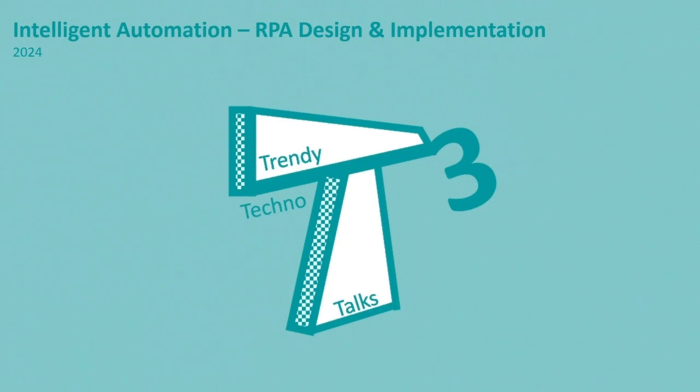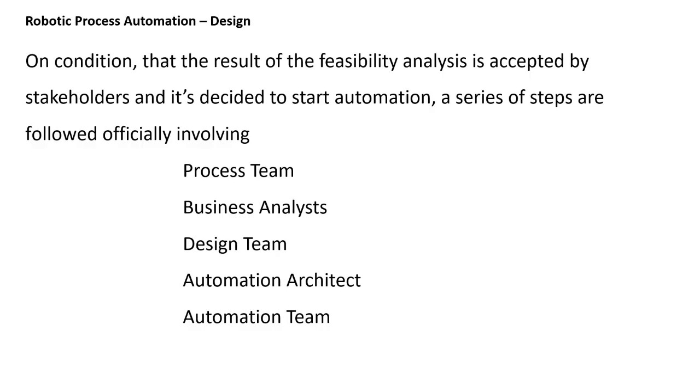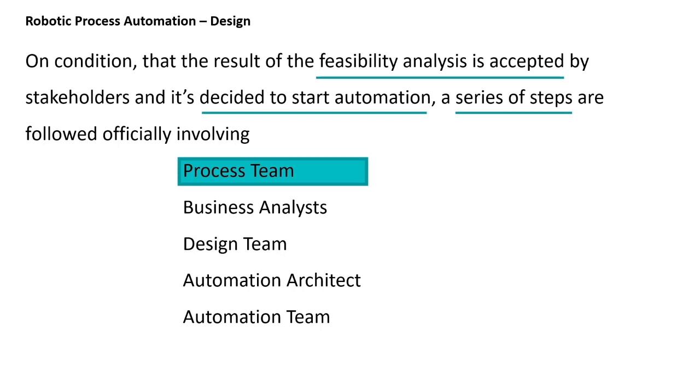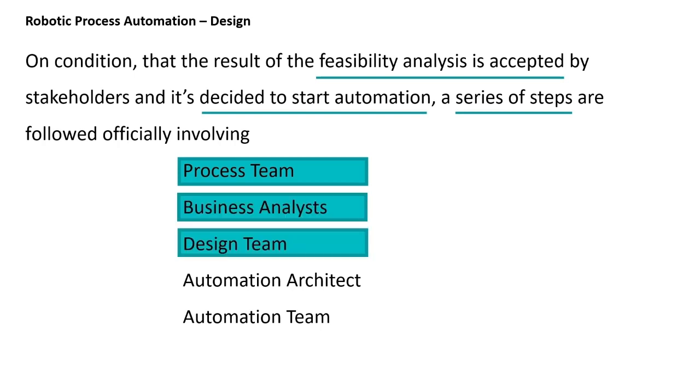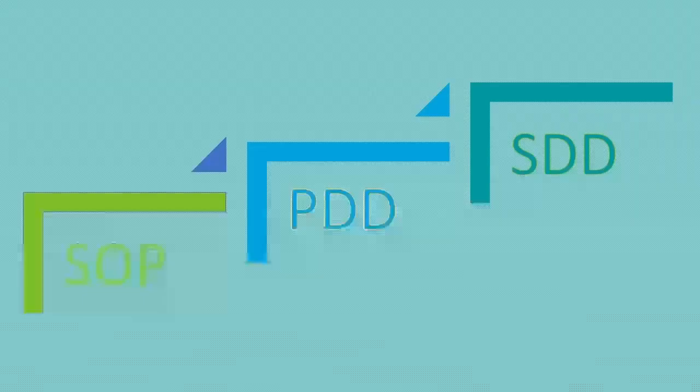In this video, we'll be discussing the design and implementation phase in an RPA project. Once the feasibility analysis is accepted by the stakeholders and they decide to start the automation, there is a series of steps which are followed and involve many teams of the organization, like the process team, the business analyst team, design team, automation architect and the automation team. So this is how the steps follow.